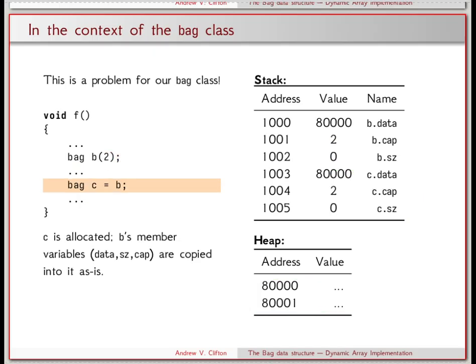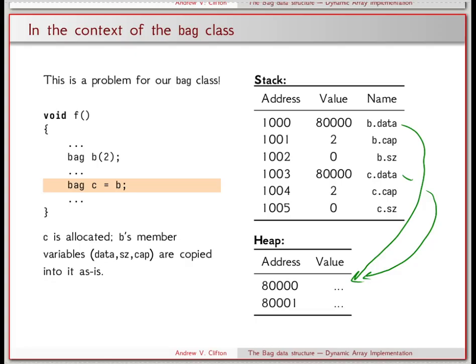Well, since we didn't say that copying needs to do anything fancy, all that happens is the compiler just says, oh, we'll just copy these things from B into C directly. So 80,000 to 200. What I'm left with, right, are two bags that both point to the same array. B thinks that that is its array, but C also thinks that that is its array.